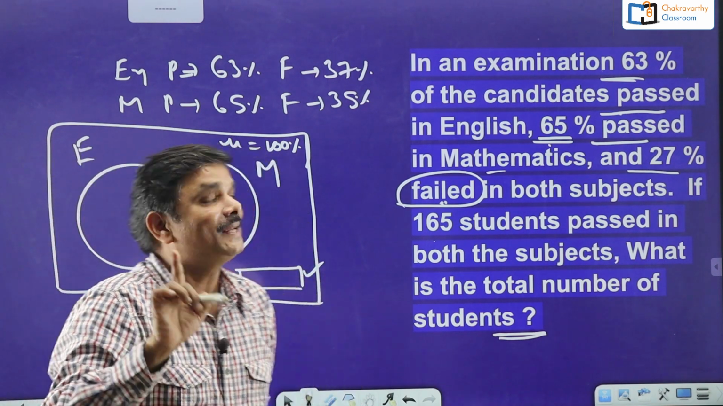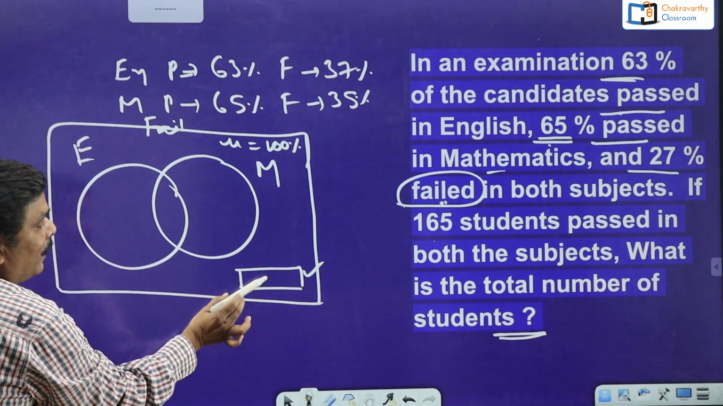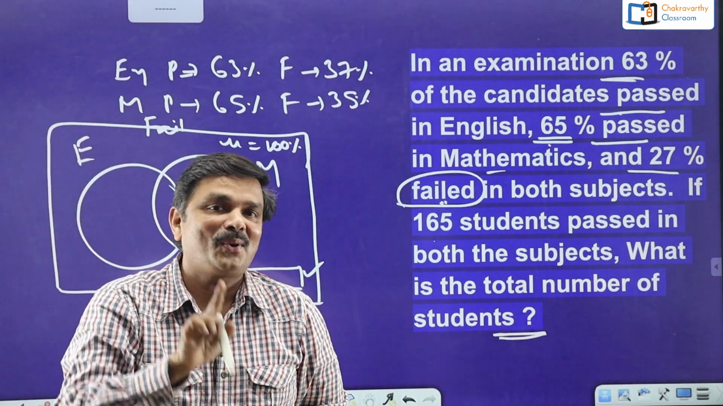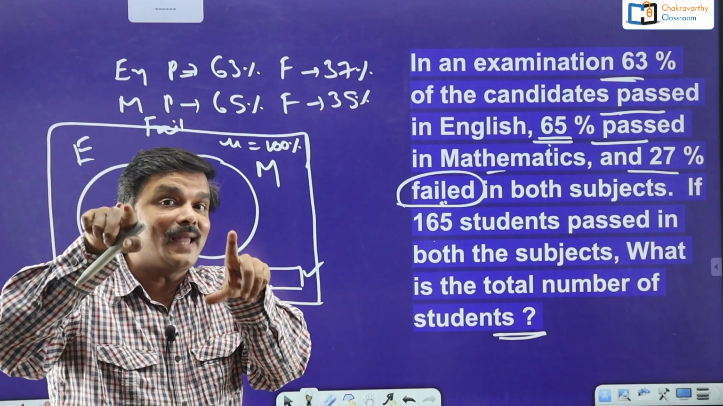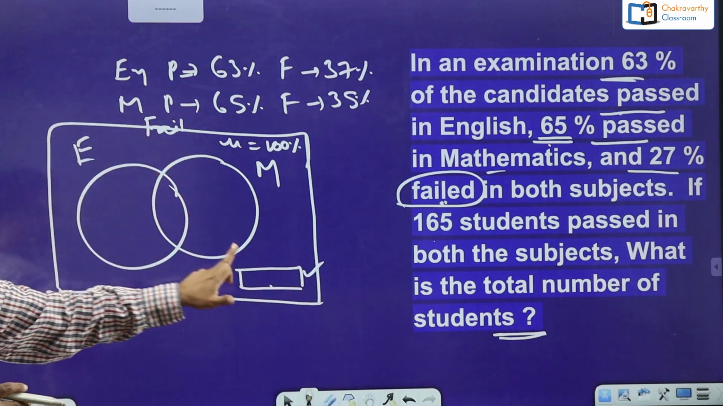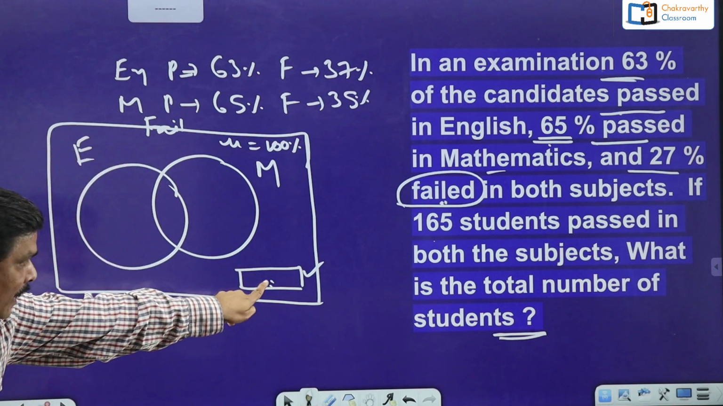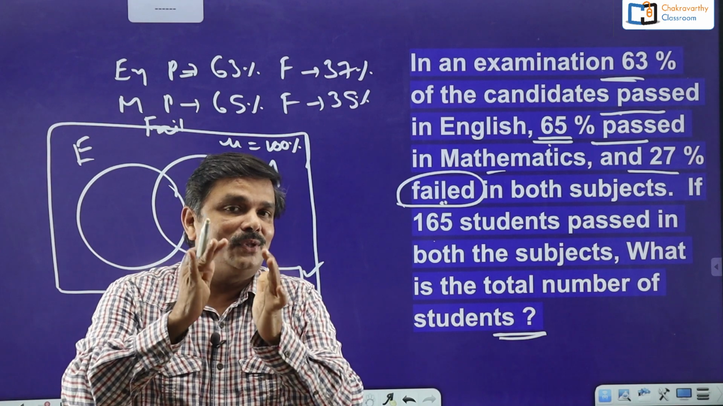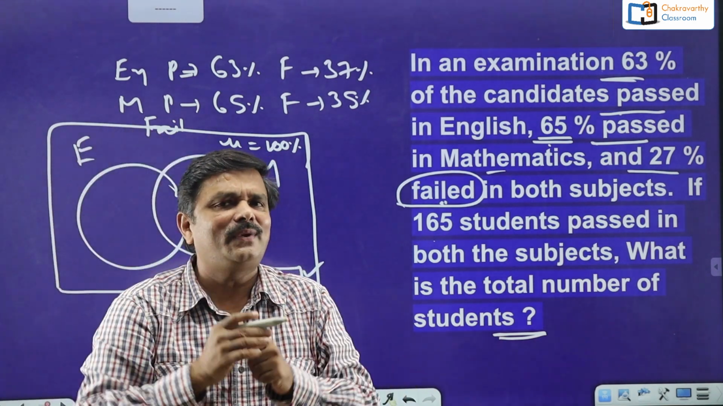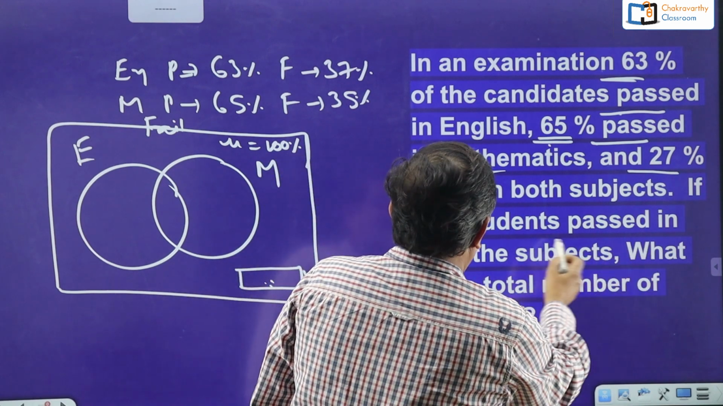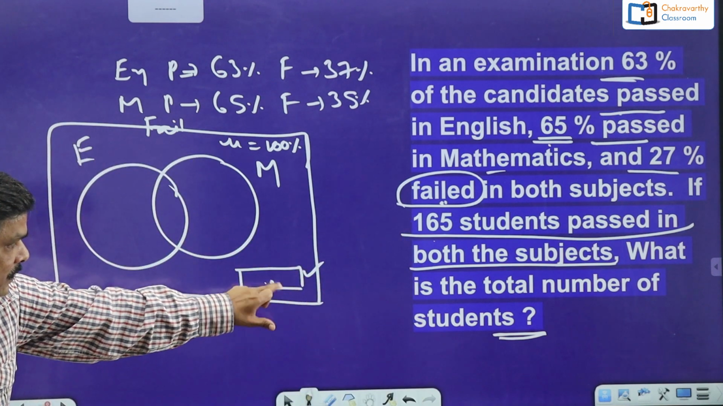What do you mean by none here, students? Here this is a failed chart, not a passed chart. When this is the failed chart, none is equal to passed in both. Suppose it is a passed chart, then passed in none means failed in both, and this part would represent failed in both. Whereas I have taken a failed chart, so this none part should be equivalent to passed in both. Why have I taken the failed chart? Because the data say 165 students passed in both the subjects, so I will find out the percentage passed in both.